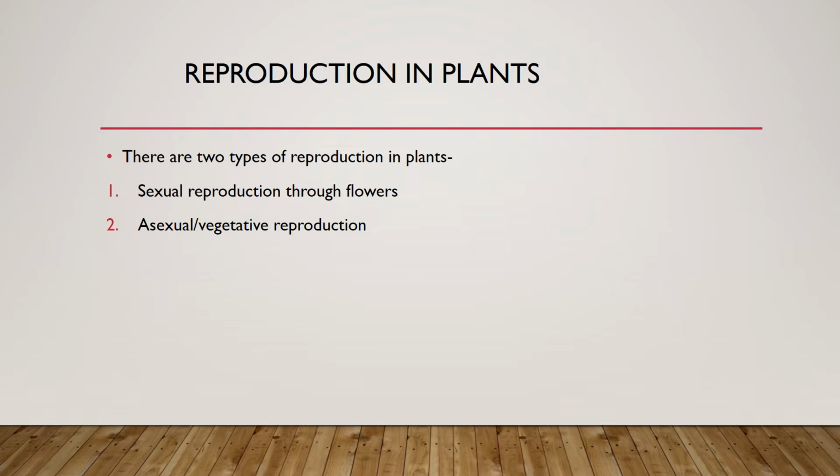Next, reproduction in plants. In this topic we will understand how many types of reproduction there are in plants. There are two types of reproduction in any plant: first, sexual reproduction through its flowers, and second, asexual or vegetative reproduction.